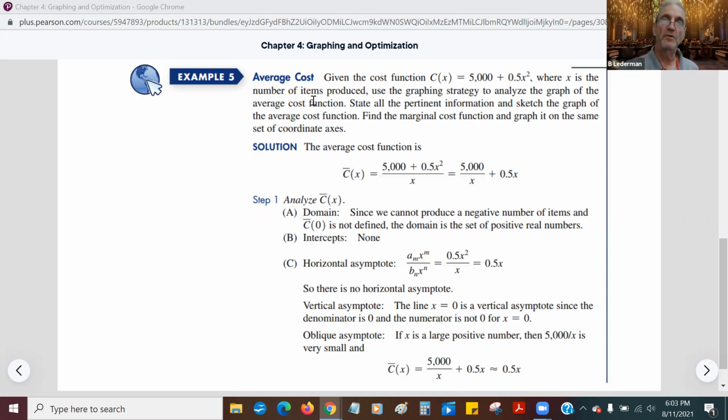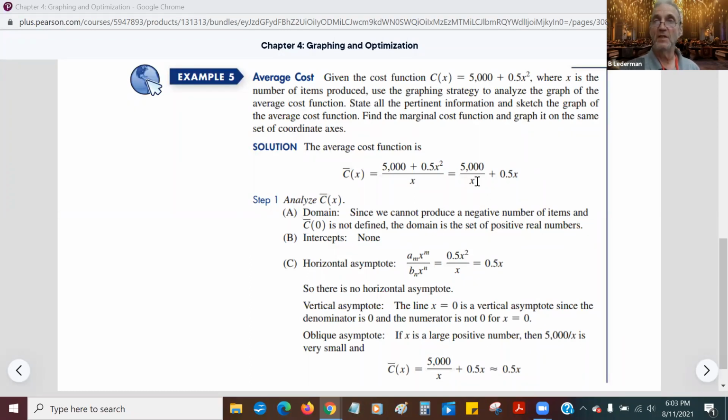X is the number of items produced. Using the graphing strategy, we want to analyze the graph, find the marginal cost function, and graph it on the same set and so forth. Okay, so the average cost function is when I take the cost function and divide it by x. And so that's going to be 5,000 plus 0.5x squared divided by x, which is 5,000 over x plus 0.5x.